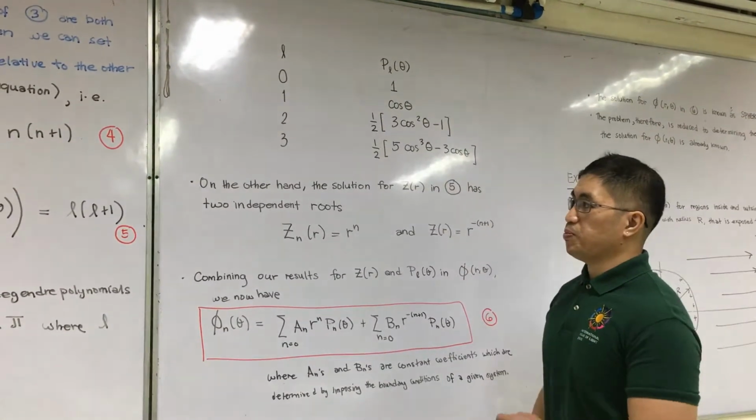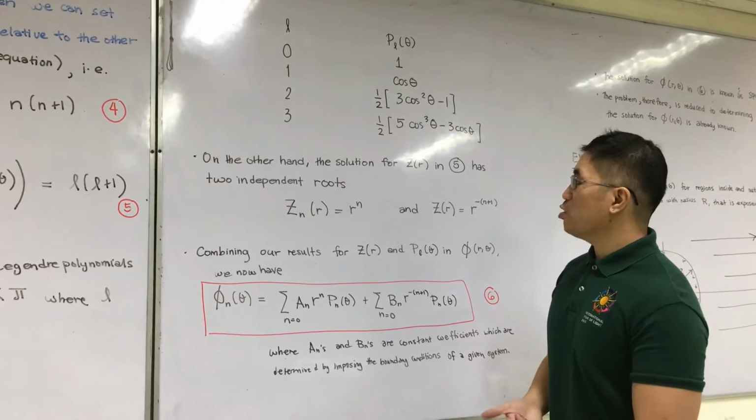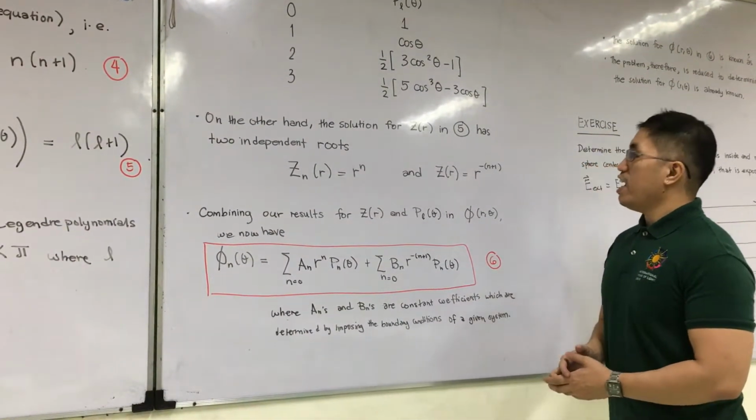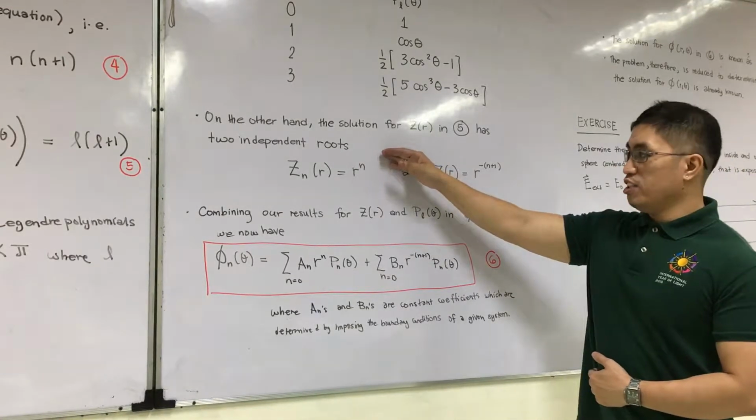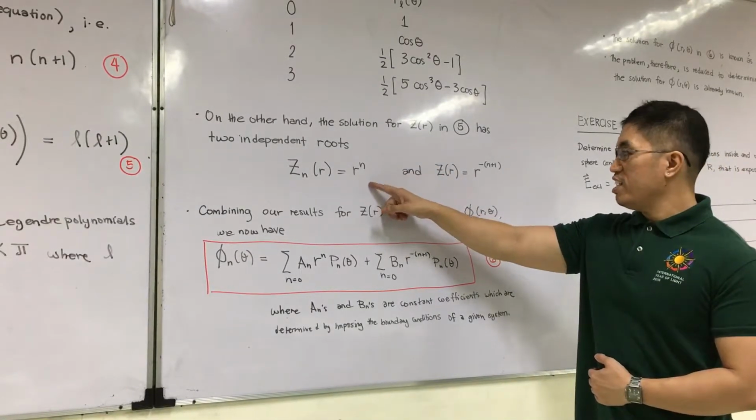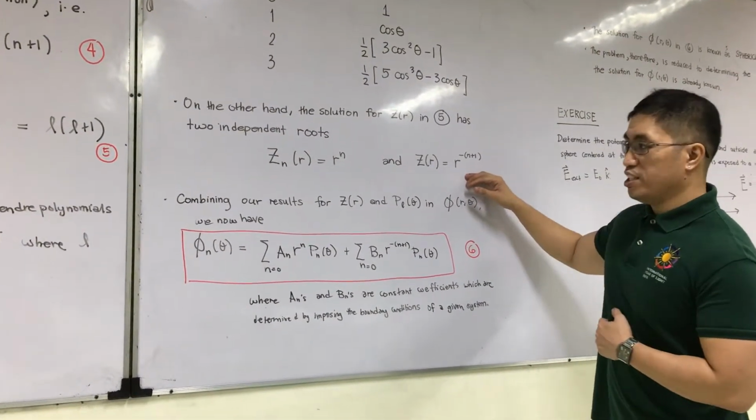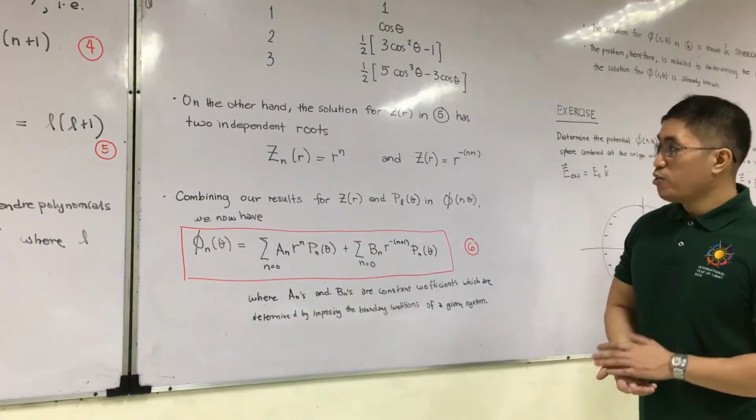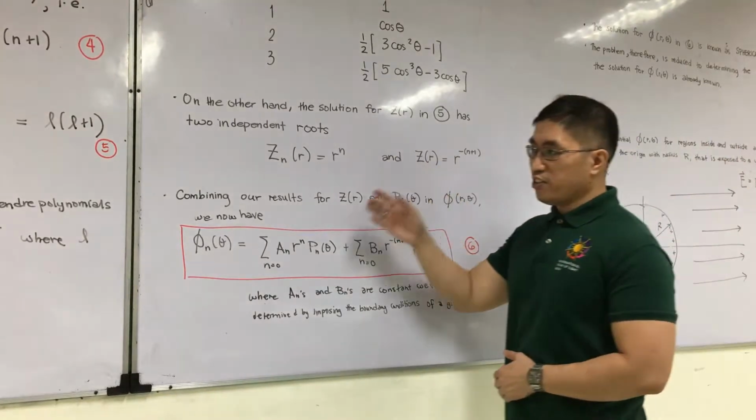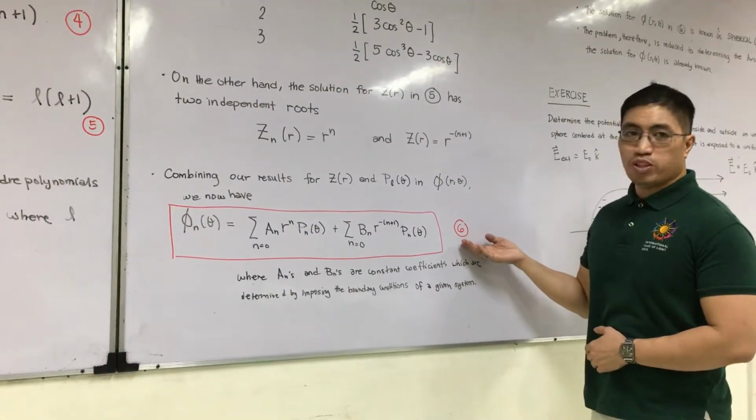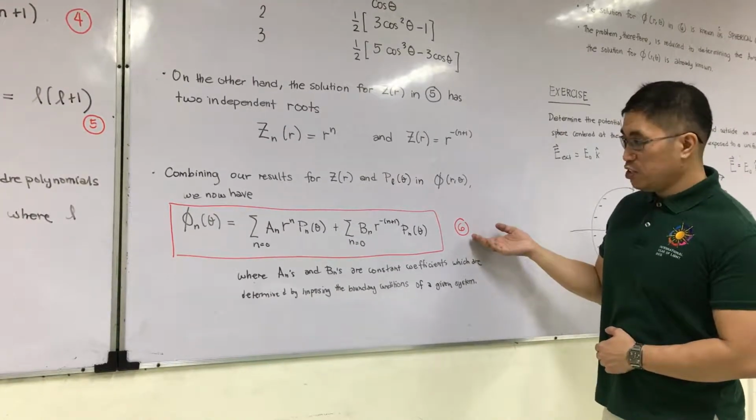and so on. On the other hand, the solution for the radial component Z(r) in equation 4 has two independent roots given by r raised to n and r raised to negative (n plus 1). Now, combining our results for the radial component and for the angular component, we can rewrite our equation for the potential function as equation 6.